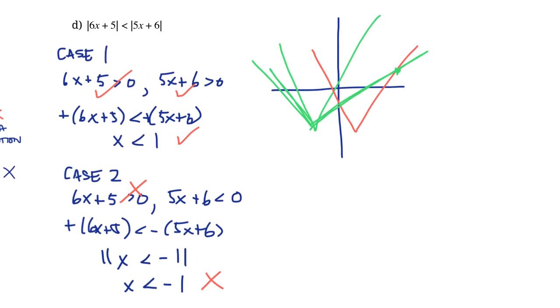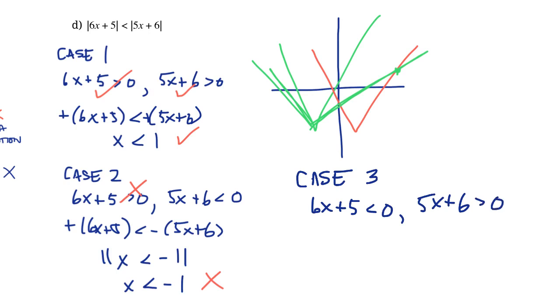So case 3, let's make that where the first one is negative, so 6x plus 5 is less than 0, and the second one is positive, 5x plus 6 is greater than 0. Okay, so that would mean the first one's positive, so negative 6x plus 5 is less than positive 5x plus 6.